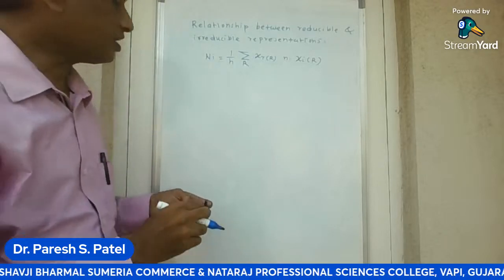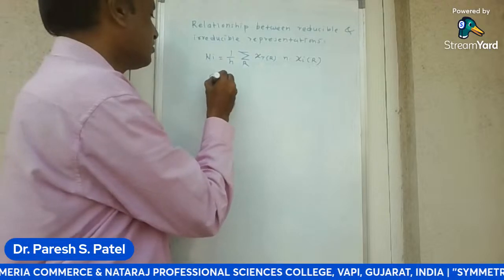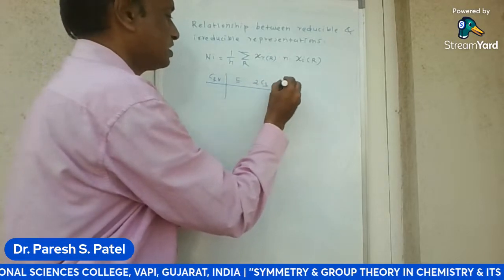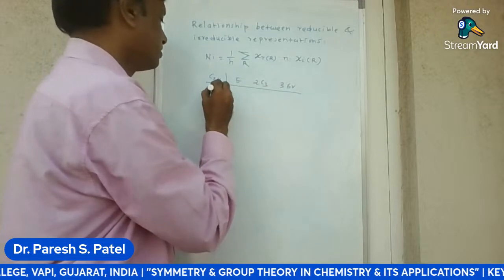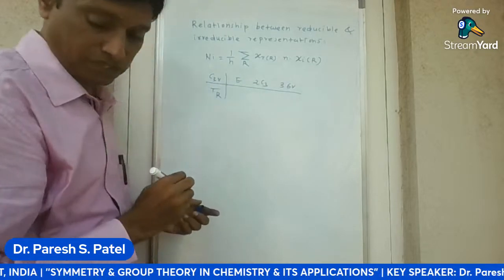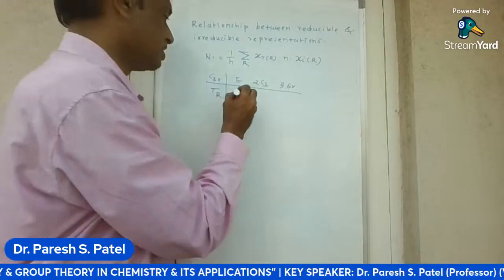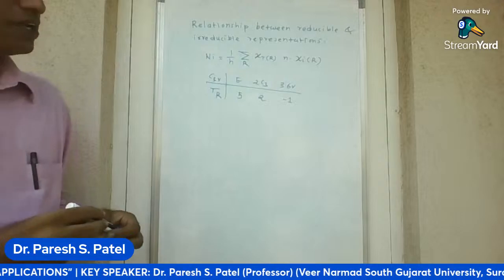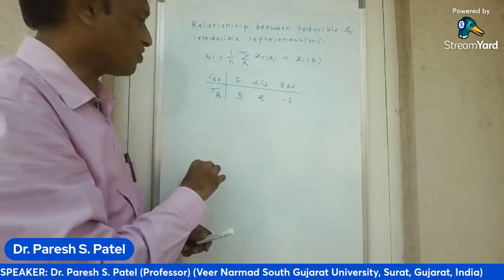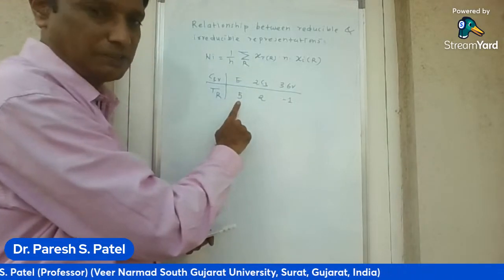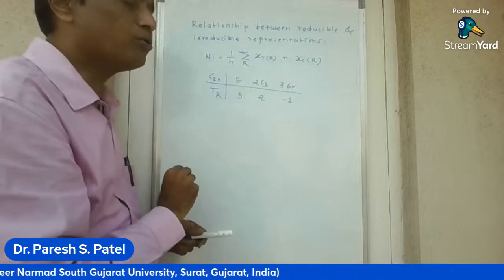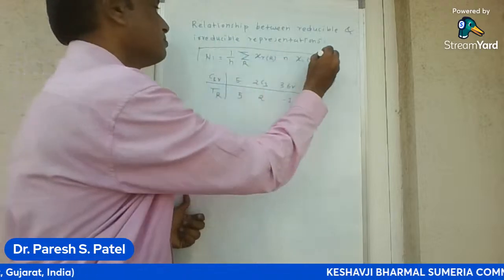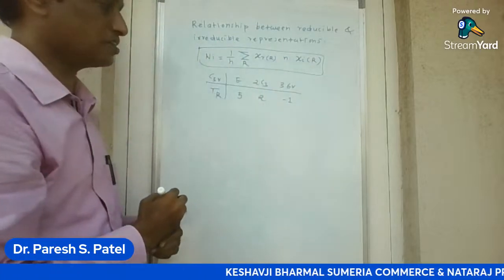Now, take one example. Suppose C3v: E, 2C3, 3 sigma v. The reducible representation is 5, 2, minus 1. Now, this is a reducible representation. Why reducible? The character of the identity symmetry operation is 5. So we have to reduce this reducible representation with the help of these equations between reducible and irreducible representations.